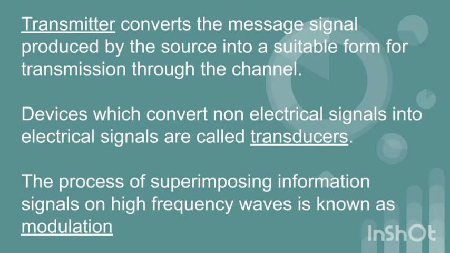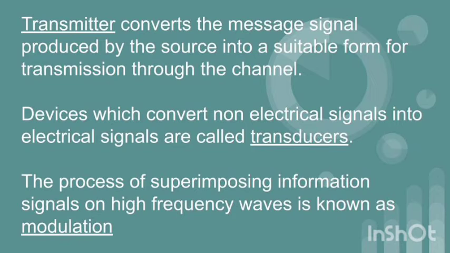Transmitter converts the message signal produced by the source into a suitable form for transmission through the channel. For example, microphone converts sound signals into electrical signals, as is done in your mobile also. A photodetector converts light signals into electrical signals. Devices like microphones, photodetectors, which convert non-electrical signals into electrical signals, are called transducers.